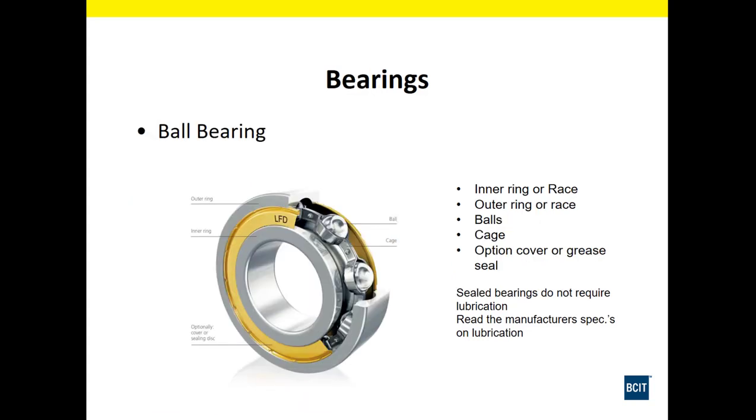Here we have a ball bearing. Now, ball bearings are made up of an inner and an outer race, balls, a cage to hold the balls in place, and then optional grease covers. The ones with the grease covers we call greaseless bearings. Some that don't have them will require greasing at some regular interval. Always read the manufacturer's specifications on lubrication for these bearings.